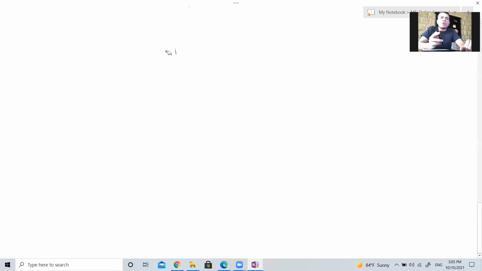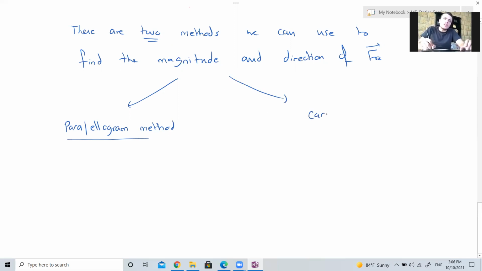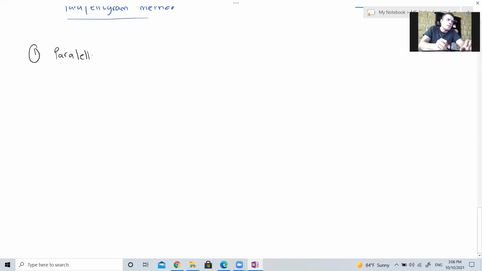To find the magnitude and the direction of FR there are two methods we can use. The first one is called the parallelogram method, and the second one is called the Cartesian method. Understood? Okay, let's start with the first method, the parallelogram.